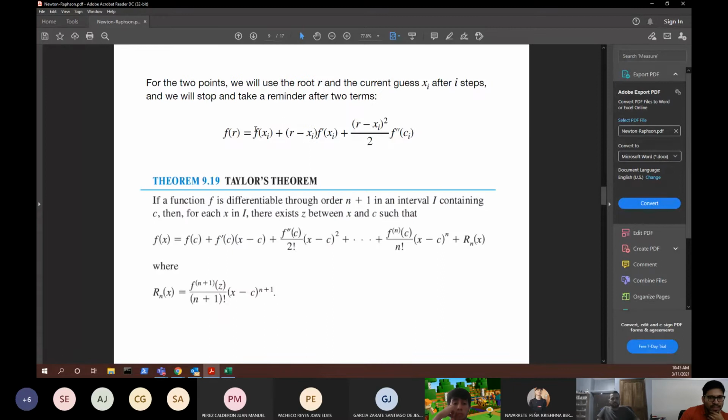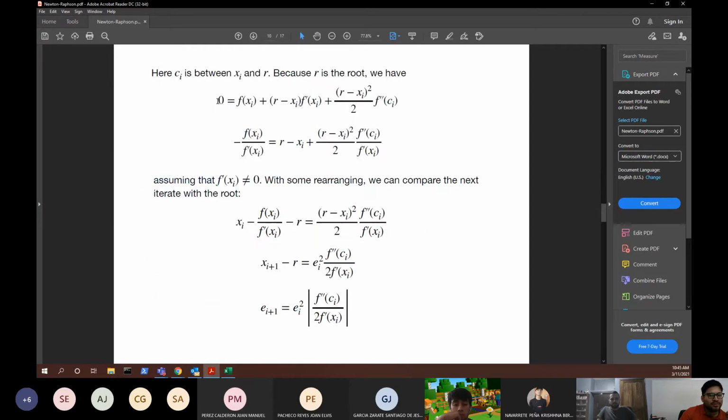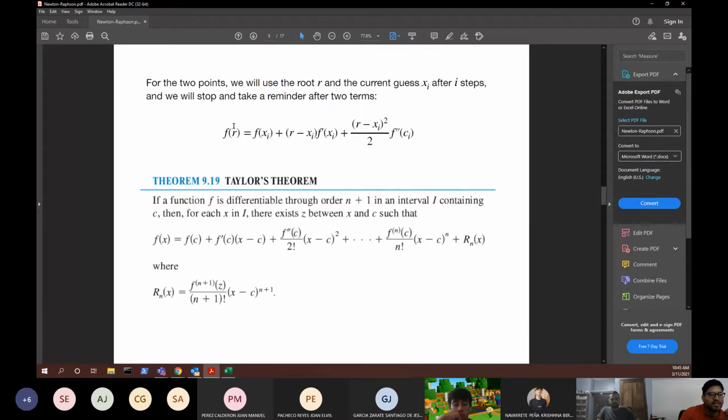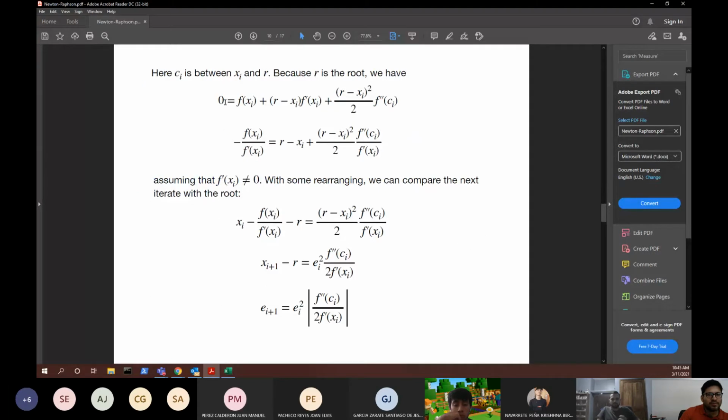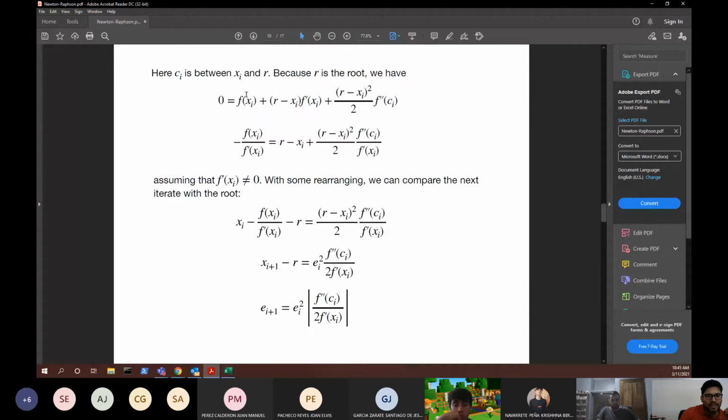Okay, so let's analyze this equation. To be able to solve this equation, f(r) has to be equal to 0, right? Because we said r has to be a root to be solved. So that's why we have 0. And in general, we are going to use all the terms in Taylor's formula. So this is f(xi) plus (r minus xi), which is this one, plus f'(xi) times the error squared divided by 2 times the second derivative of f at ci.